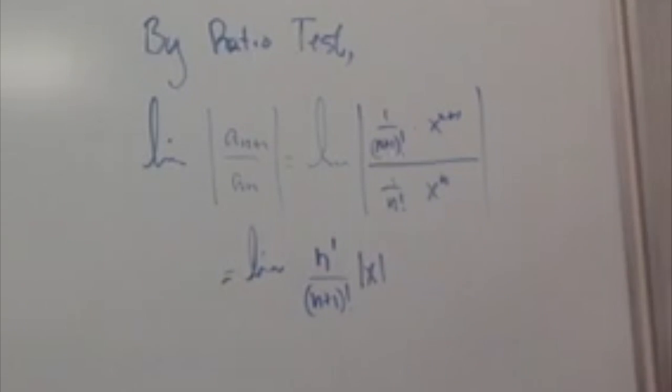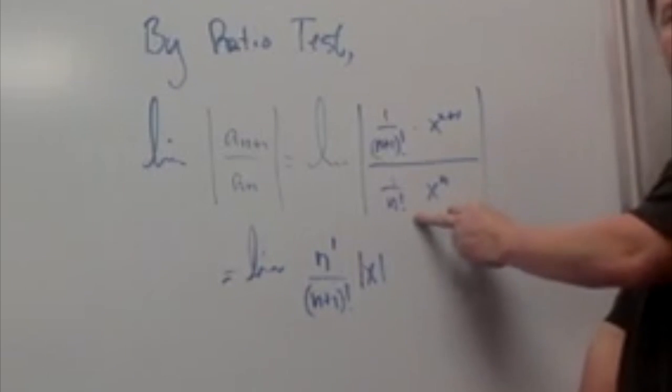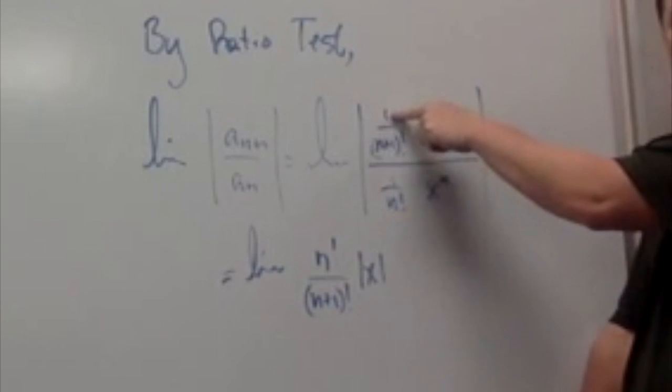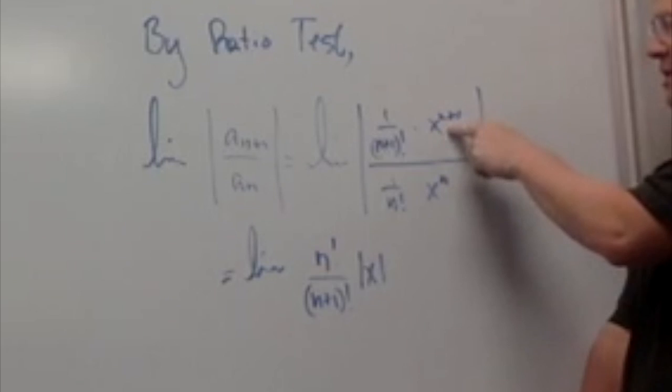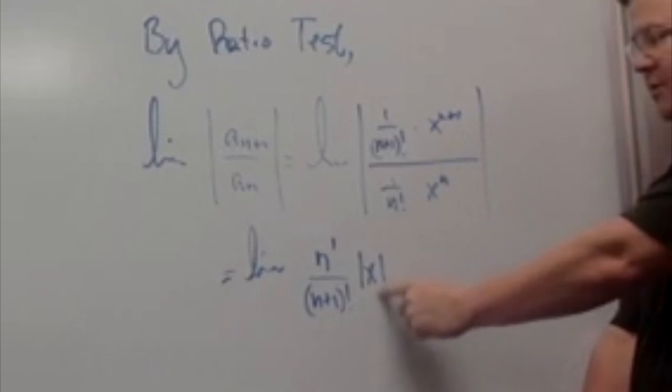I showed these steps in a lot more detail a bit earlier in the example problem, but you see what I did is this is a fraction, I can flip it and multiply it by the top, so this n factorial ends up on the top. You end up with x to the n plus 1 over x to the n. There's one more x on the top than there is on the bottom, so it simplifies to that.